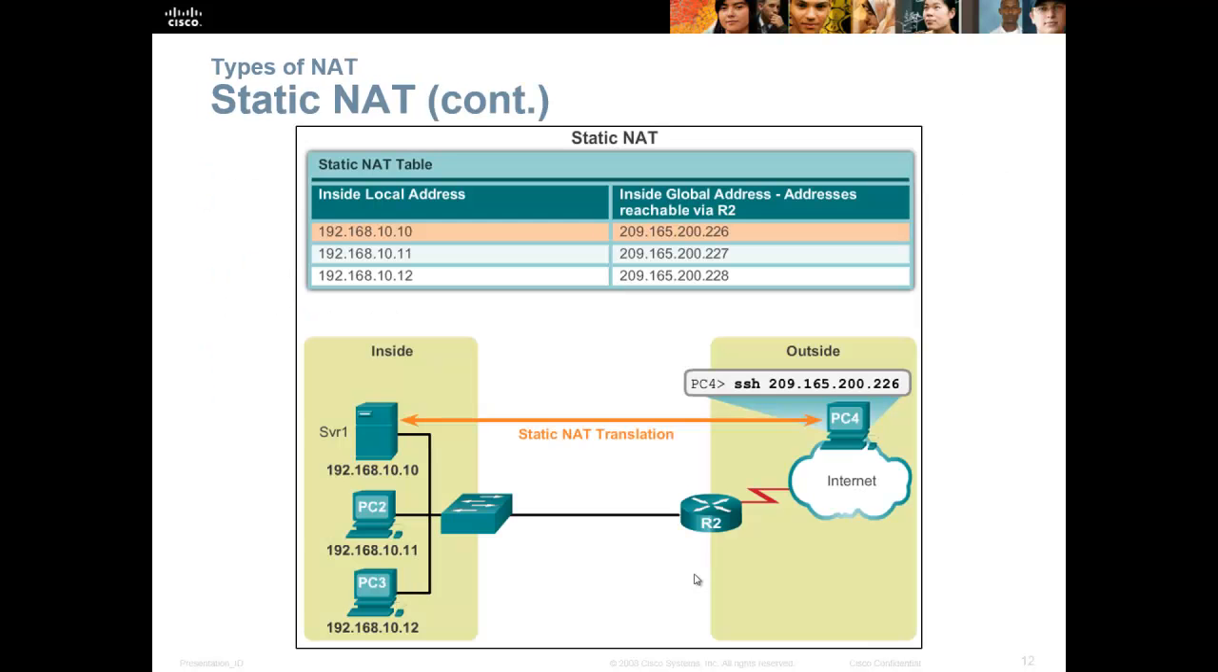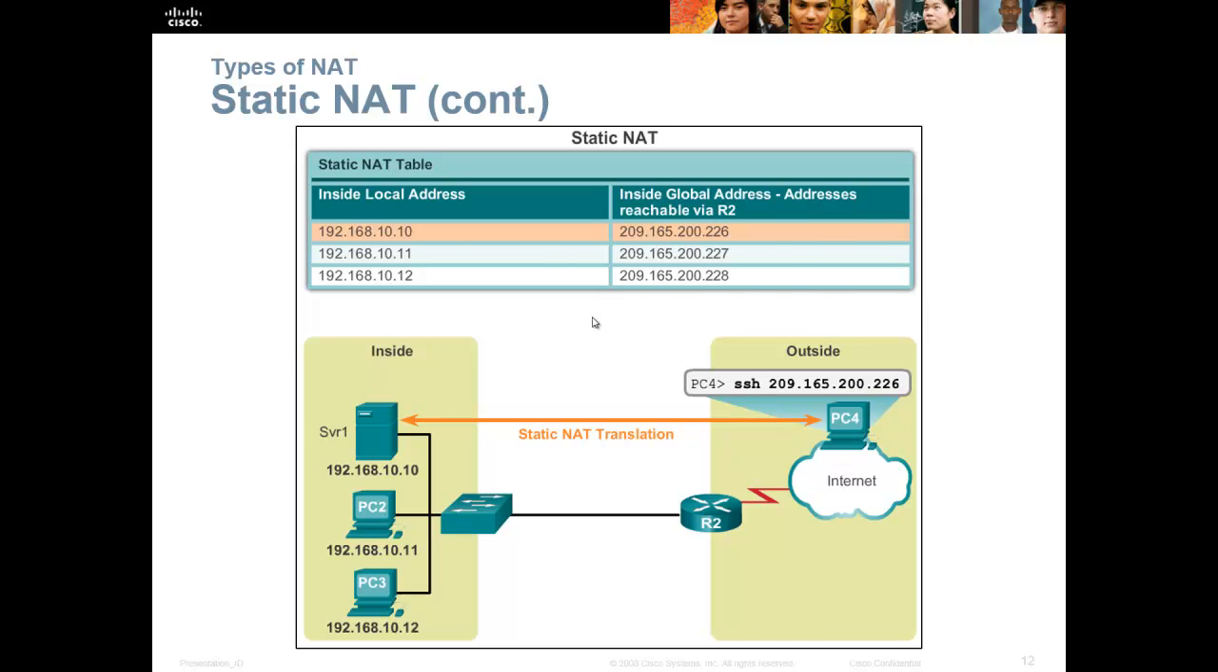All right, so in this example here, which is actually a really bad example, they've got three things. They've got, let's say, their web server, and then they have two PCs. And then they statically NAT each one. So 10.10 gets statically NATed to 200.226. And then .11 gets NATed to 227. .12 gets NATed as well. So remember, it's a one-to-one mapping. One private IP address gets mapped to one specific public IP address. And nobody can share, nothing like that. It's one-to-one mappings.